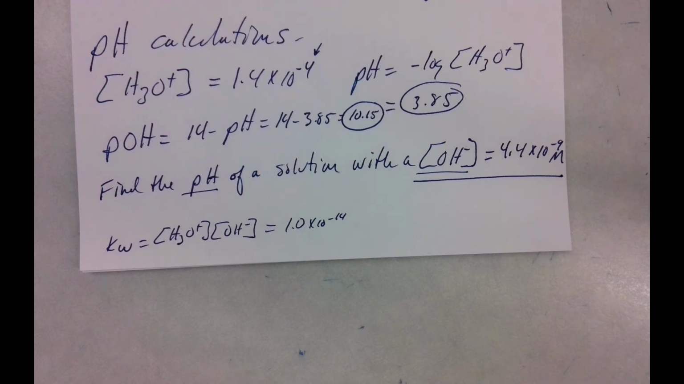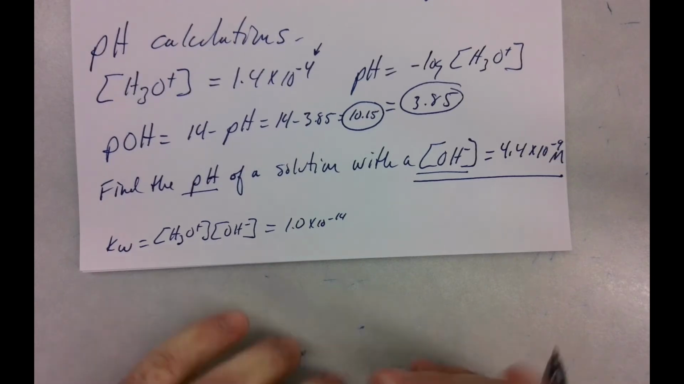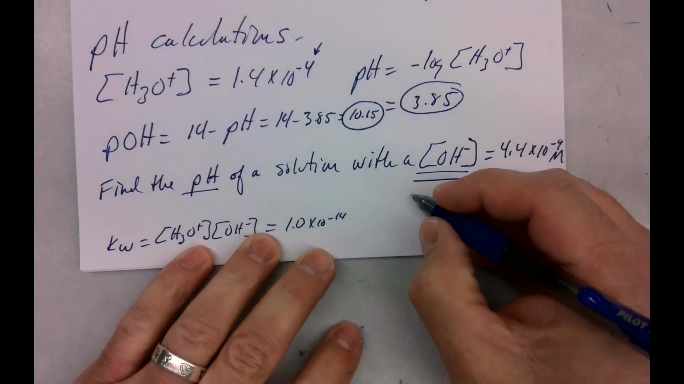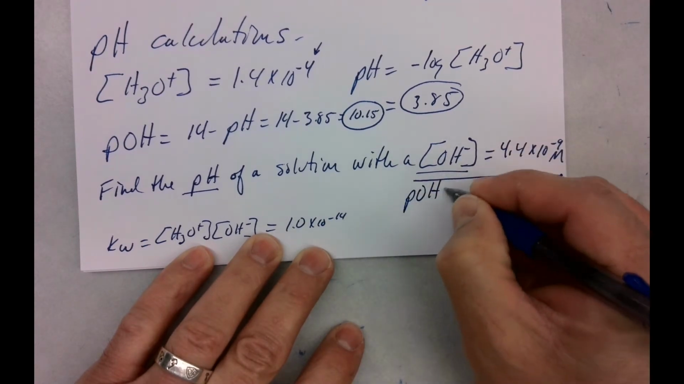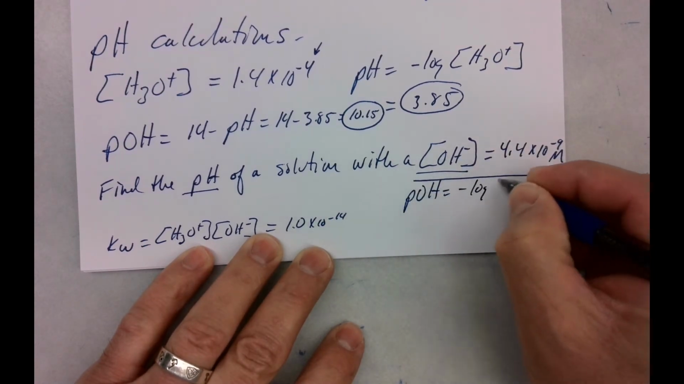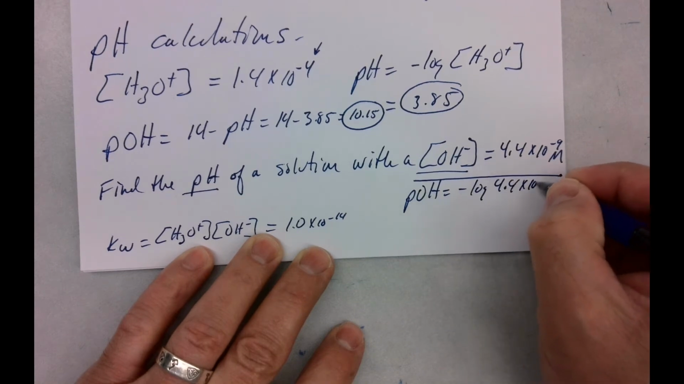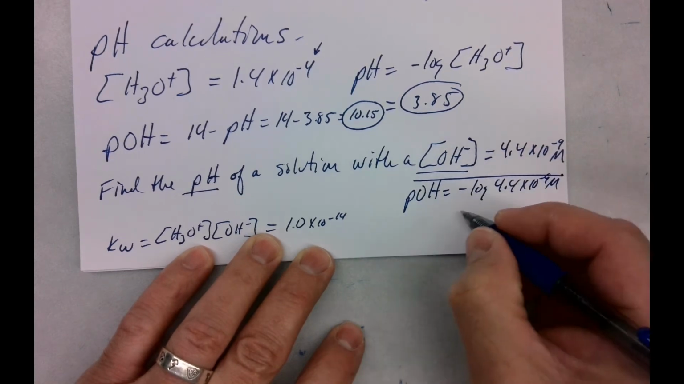Alrighty, so which one of you four wants to take a stab at this? Go for it, Evans. So I just did the negative log of... So you found the pOH, right? Yeah. So pOH is the negative log of 4.4 times 10 to the negative 9th, right? Yeah. That gave me what?